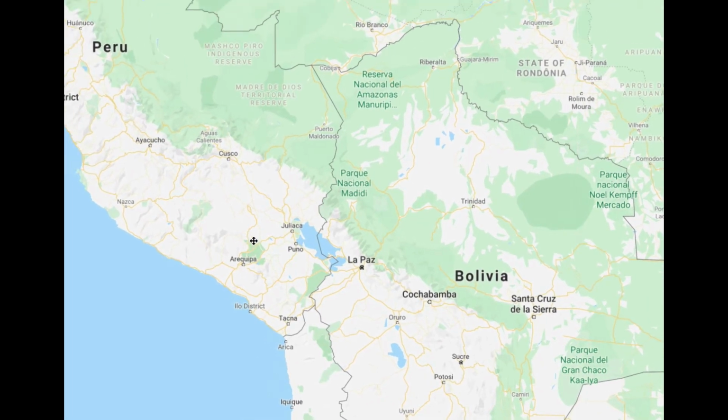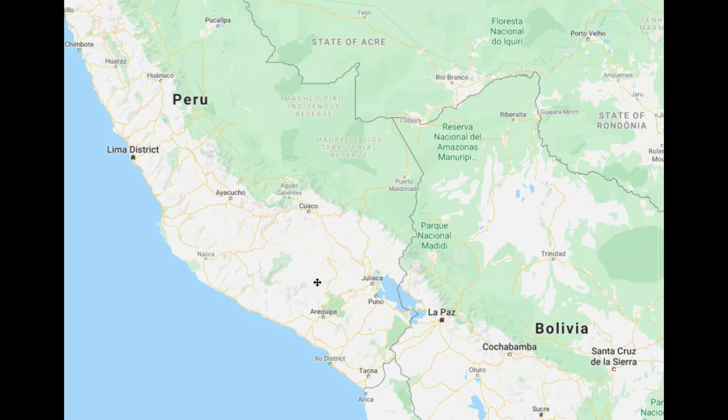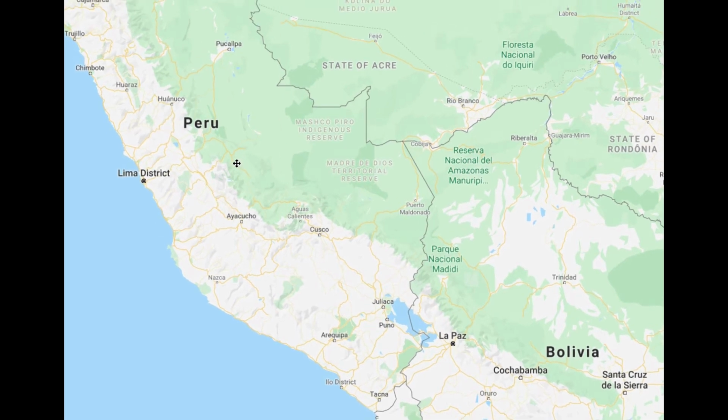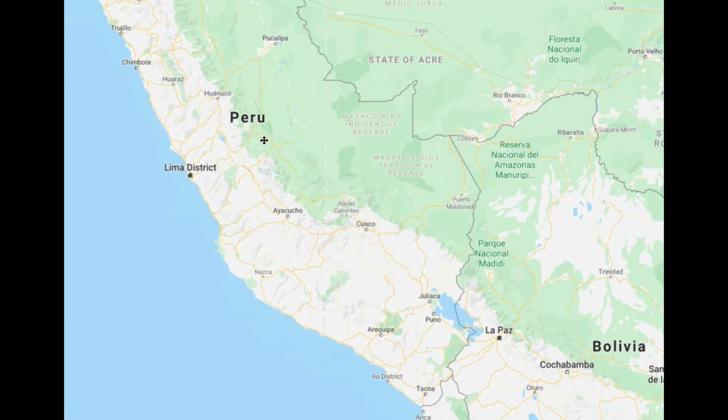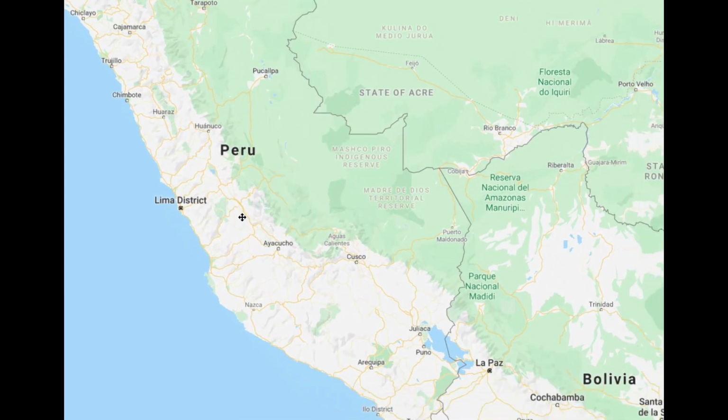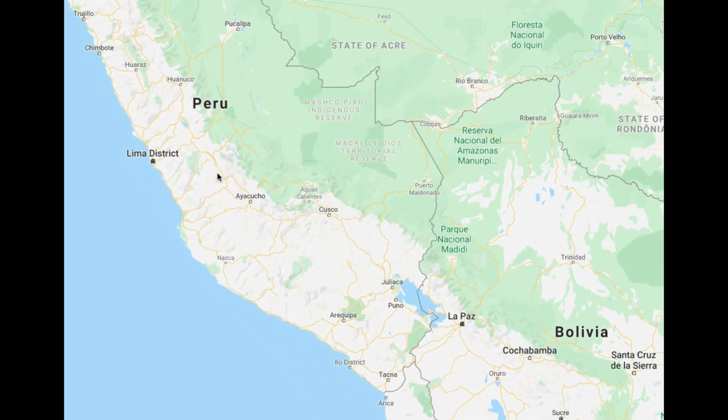Now let's go over to Peru. And of course here is Titicaca, one of the biggest lakes in the world, if not the biggest, that is between Peru and Bolivia. Now Peru, of course, the capital is Lima, and it's a very popular destination for a lot of people.